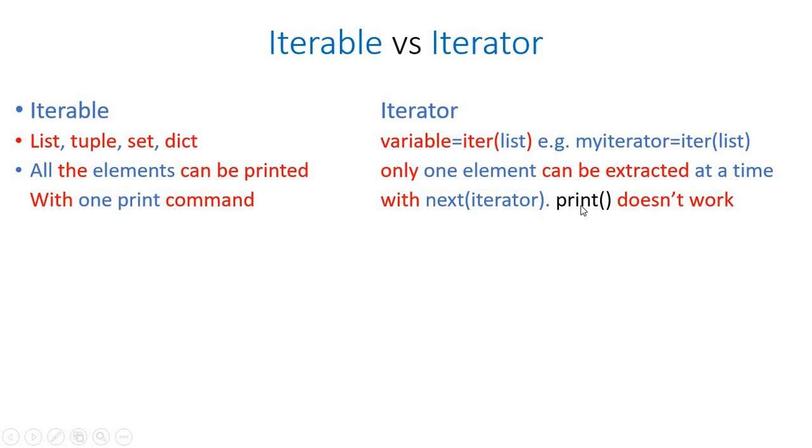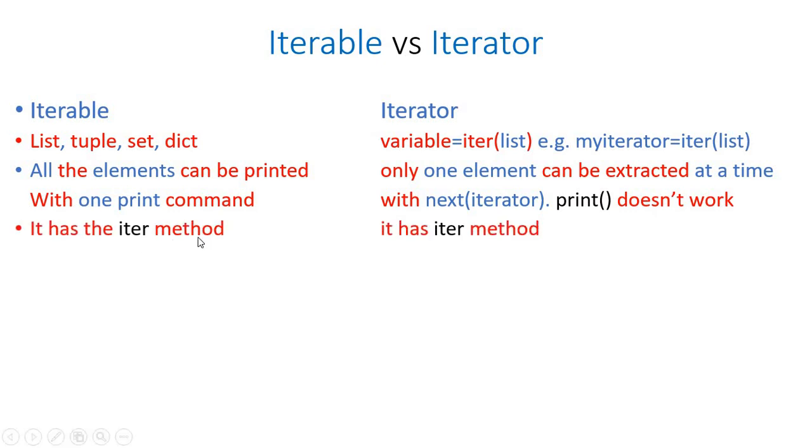If you use the print command on an iterator, for example this variable, it will not give you the result. Here next is the command and this is the name of the iterator, that is, the variable name. So whenever you apply the next command on this variable, it will print one element at one time.